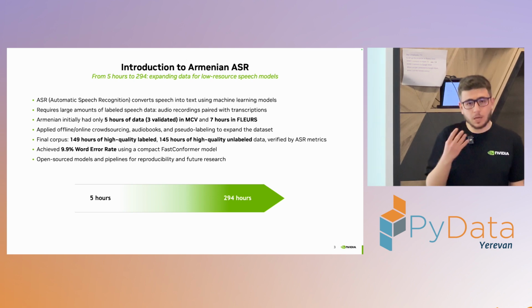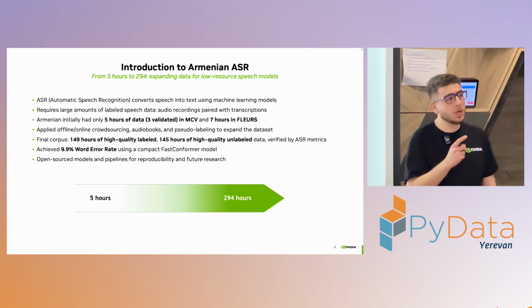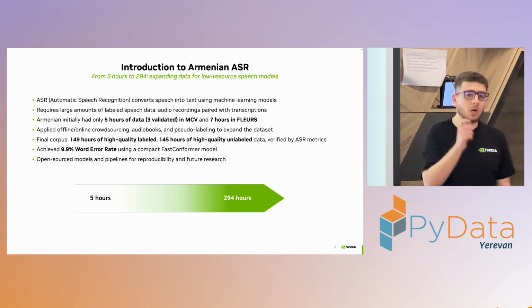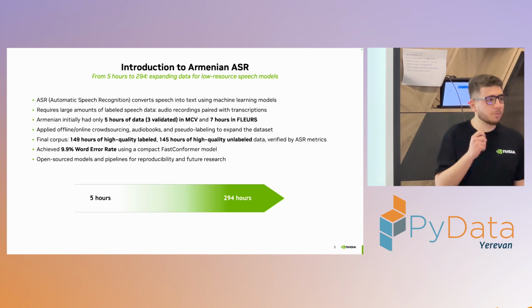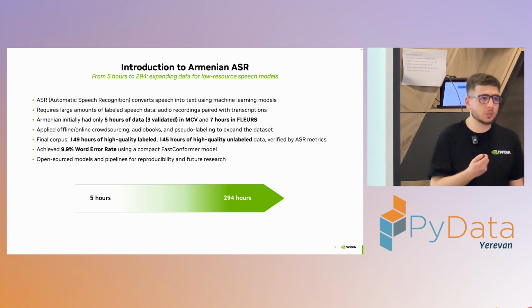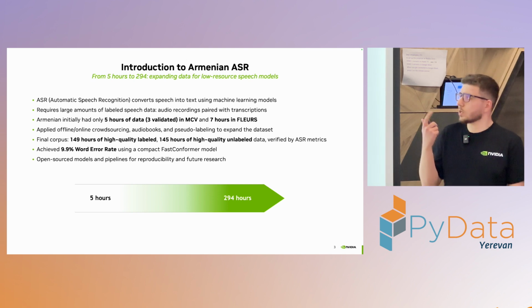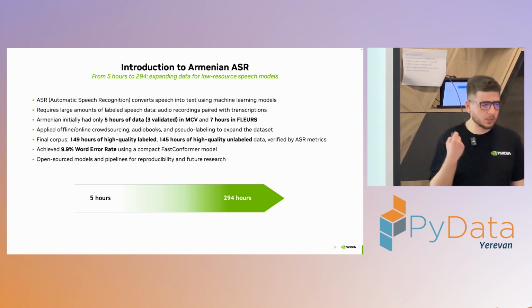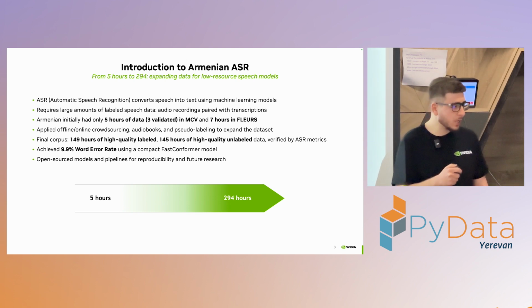As any ML model, it requires some specific type of data. For ASR, we need pairs of audio and the precise text transcription of what that audio presents. Before we started working on this, we had only 12 available hours of Armenian data: 5 at MCV, Mozilla Common Voice, and 7 hours at FLEURS. FLEURS is Google's dataset. I'm talking about fully open source data here.